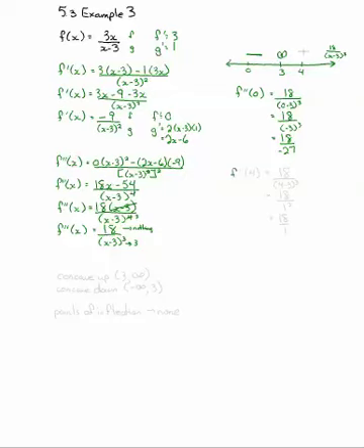Do the same thing with 4. End up with 18 over 1. Again, simplifiable would turn into 18. But we don't need to go that far. We don't need to know the value. We just need to know the sign, which is positive. So now I can look and I can tell my concave up, concave down. Function's concave up from 3 to infinity. And concave down from negative infinity to 3.